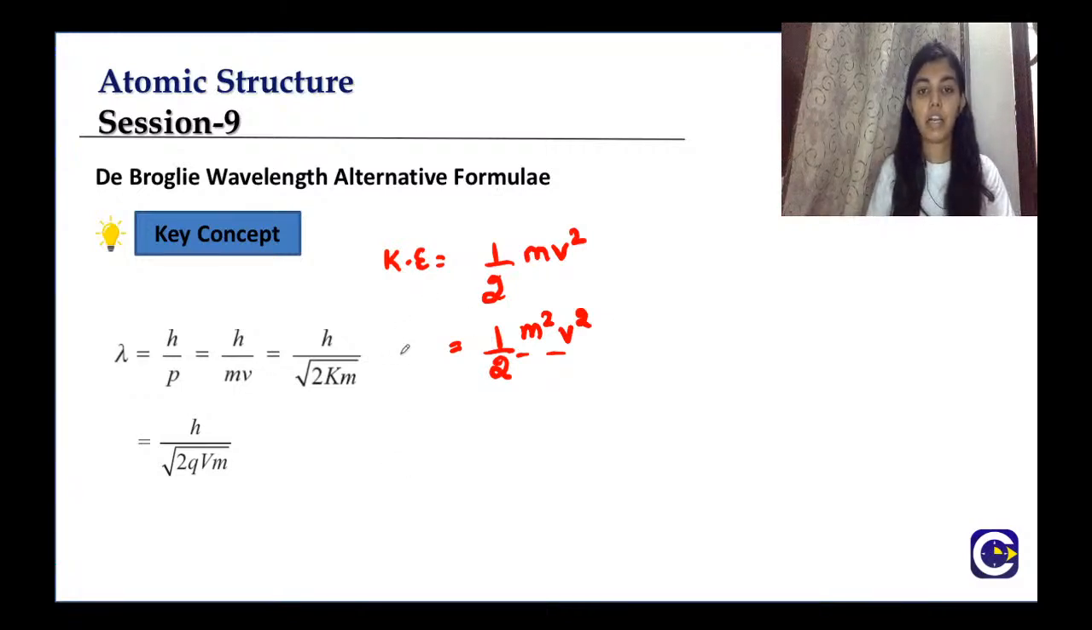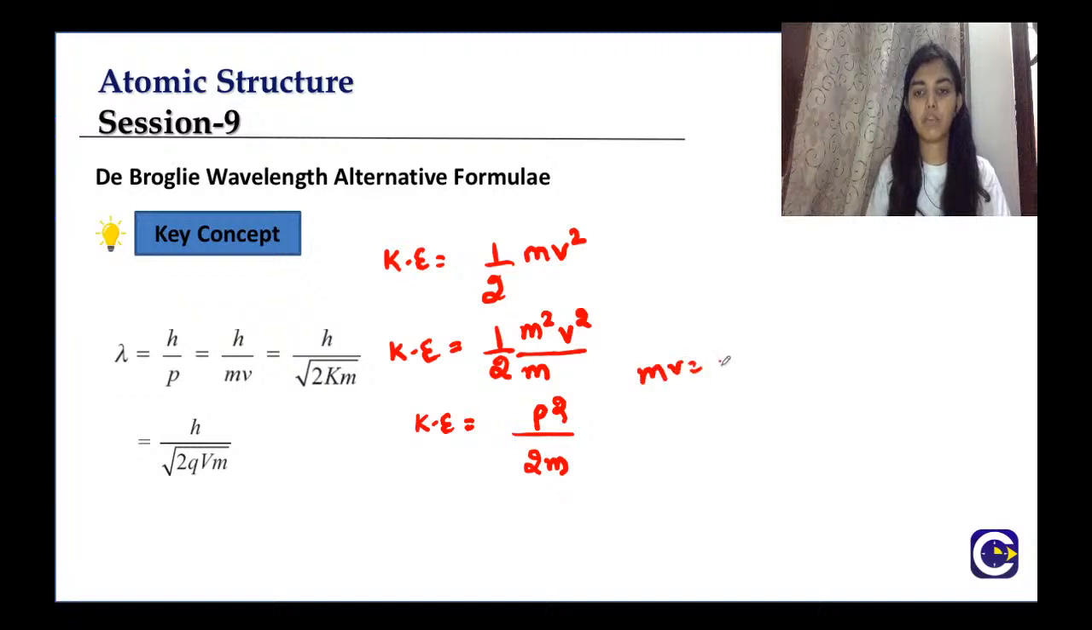So kinetic energy becomes what? m square v square divided by 2m, right? Because we are multiplying m on both sides. So kinetic energy will be equal to half m square v square divided by m. So kinetic energy equals what? p square by 2m. Can I write it like this? Because mv equals p, so m square v square will be equal to p square.